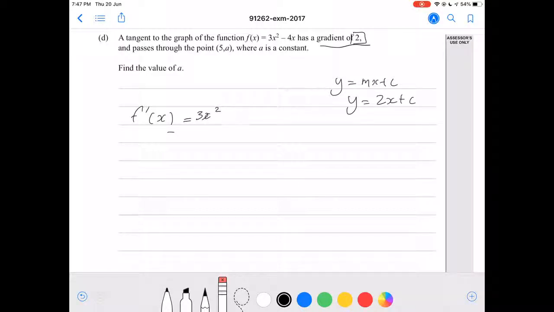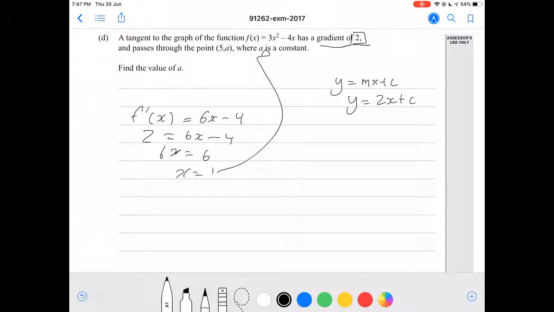I didn't even differentiate my function. Sorry, so f dash of x is 6x minus 4. So therefore we substitute 2, and we say that 6x equals 6, so x equals 1. Now we substitute 1 back into our original equation to find our y value when x equals 1.